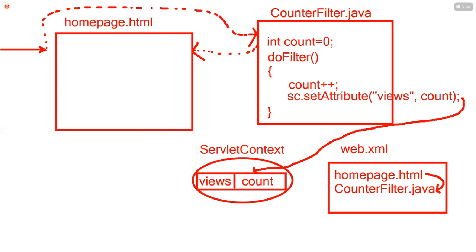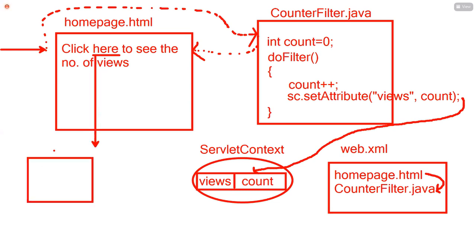Then HTML is executed. Here, one message I'll write: click here to see the number of views. I'll write one hyperlink here. When I click, one servlet program I'll write, and here it will display.